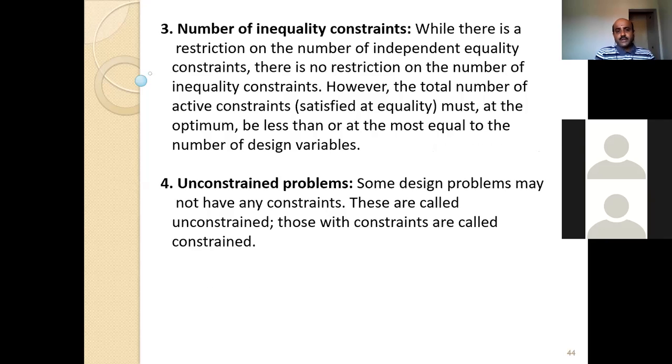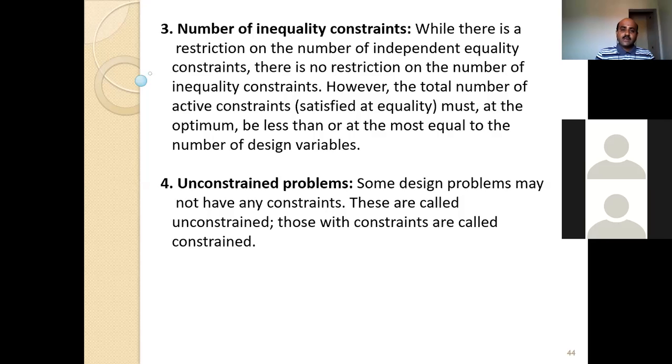And the third point that needs to be observed is the number of inequality constraints. While there is a restriction on the number of independent equality constraints, there are no restrictions on the number of inequality constraints. However, the total number of active constraints must at the optimum be less than or at most equal to the number of design variables. This is a very important point.